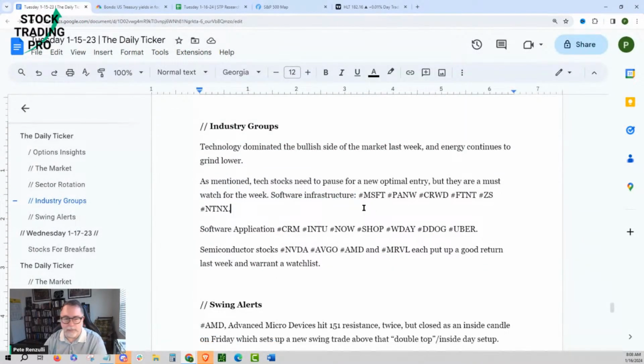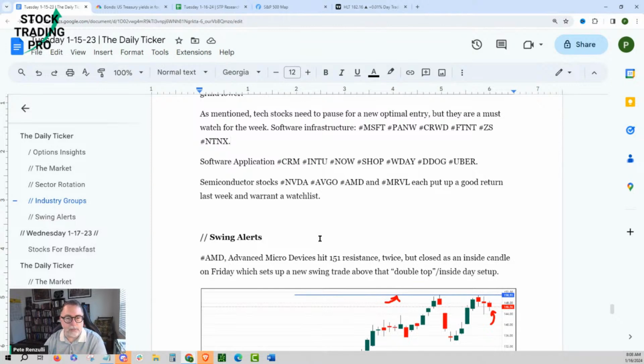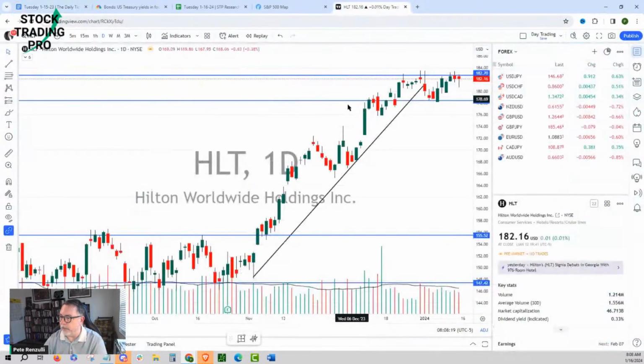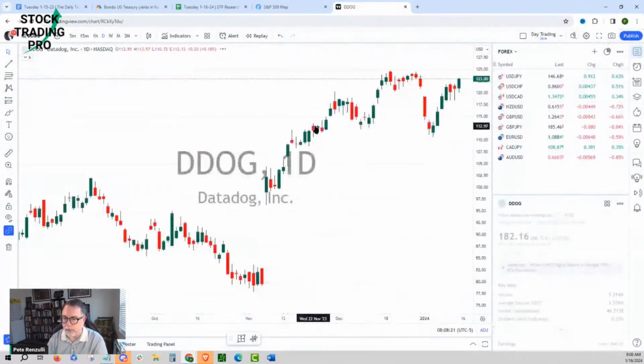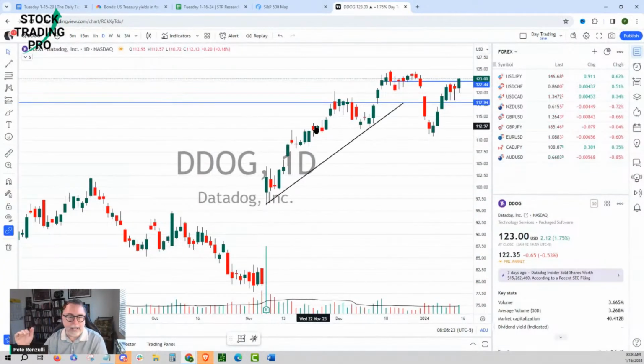All right. So the stocks that I'm looking at in infrastructure: Microsoft, PANW, CRWD, FTNT, ZS, and NTNX. Software application, we just talked about CRM, and Shop is actually a big one. And so is Uber that I'm looking at this week. As a matter of fact, we could probably throw DDOG in there as well, actually at or near a breakout as well. But again, another example of a stock that needs to clear a level before it makes sense.